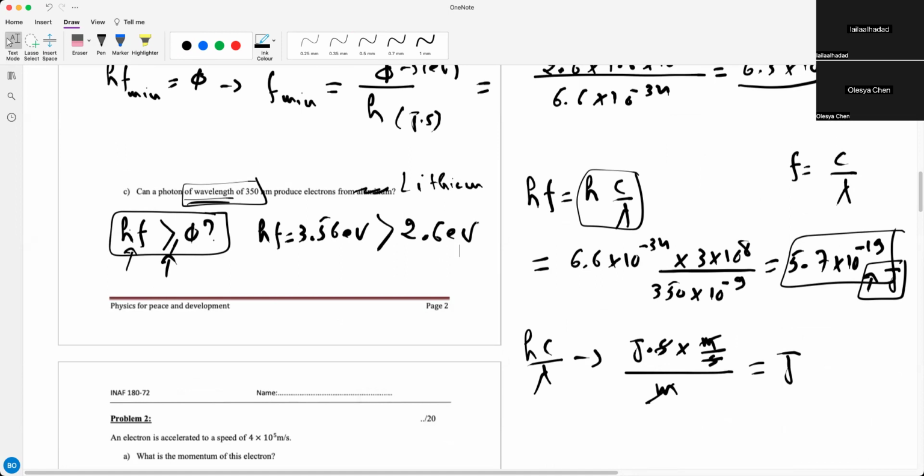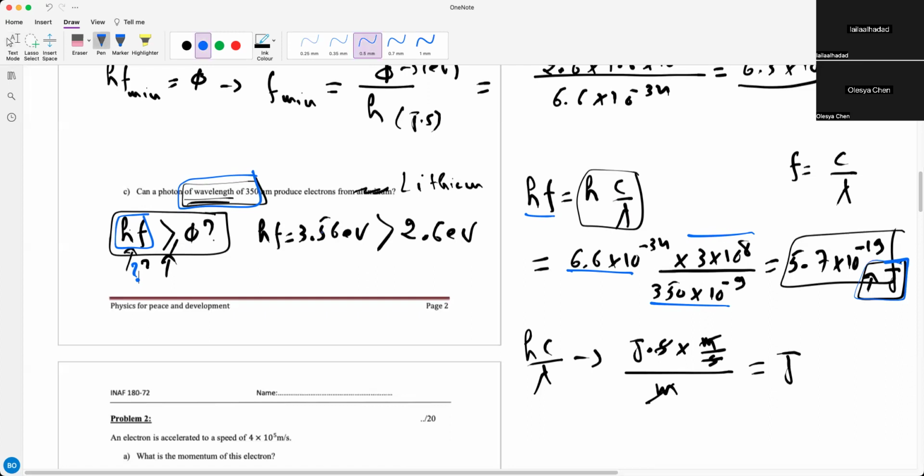Yes. Okay. So what I did, I wanted to check if this light is sufficient to produce electrons from lithium. In order to do so, I have to check if the energy of this light is bigger or equal, at least equal, to the work function. So the first thing is to calculate the energy of this light. The energy of this light is hf, but since we are given the wavelength, it is equal to hc over lambda. I replace h, c, and lambda. Whenever you do this calculation, the unit is joule.